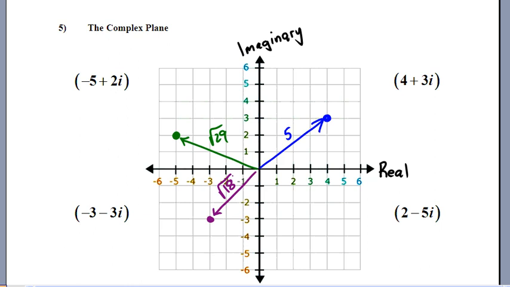The last one, 2 minus 5i. Okay, 2 over, and then 5 down. That complex number would be here. And yeah, it's a good plan to think of that as being like a little vector, a little arrow, going 2 over, 5 down. So if I do the Pythagoras on that one, kind of like the other one that was negative 5, 2i, you're going to end up with root 29 for how big that thing is. Different angle, though, than that green one.